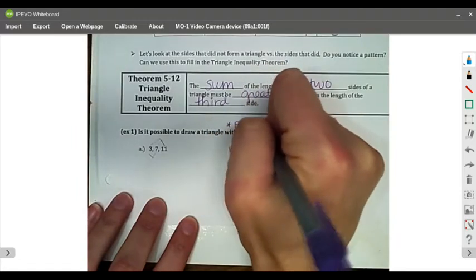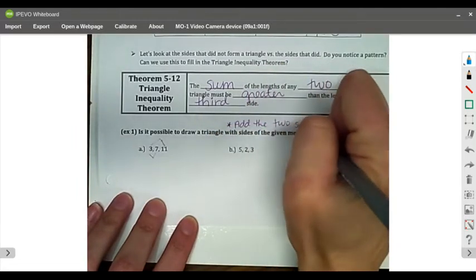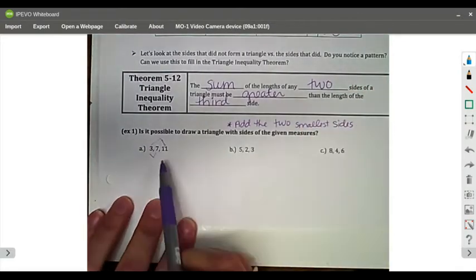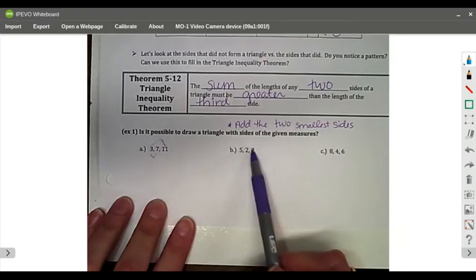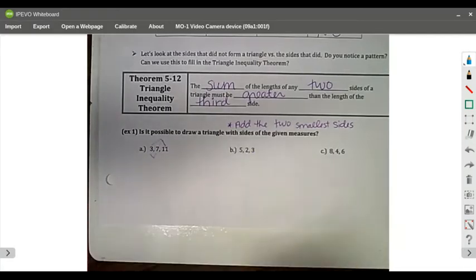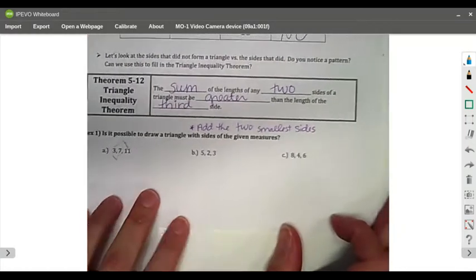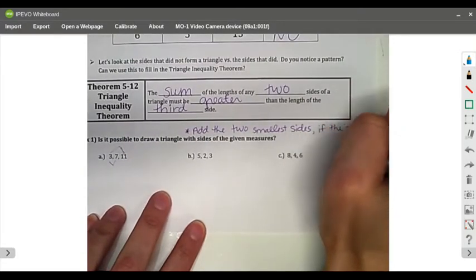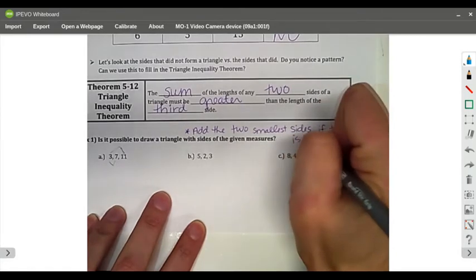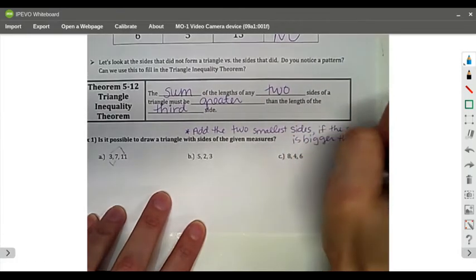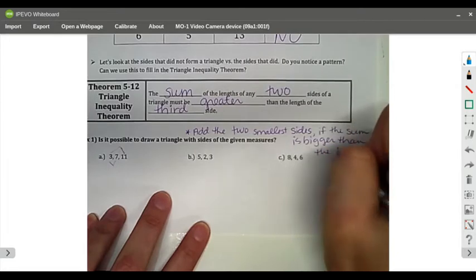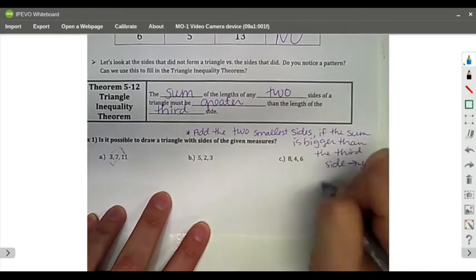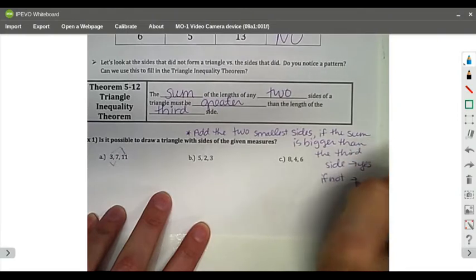So add the two smallest sides, which aren't necessarily the first two in the order. See over here, it's the last two. So don't go by just the first two in the order. So add the two smallest sides. If the sum is bigger than the third side, it's a yes. If not, it's a no.